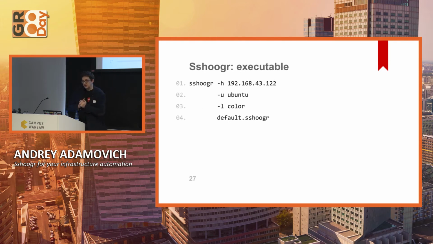Initially, Sshoogr was just a DSL for Groovy, a library that you can import into your script or into your project and use. But recently we introduced a command line executable for Sshoogr, which makes it similar to Ansible. You can create reusable scripts this way, and you can also keep the connection details outside of the script. The extension that is used for Sshoogr scripts is sshoogr, obviously.